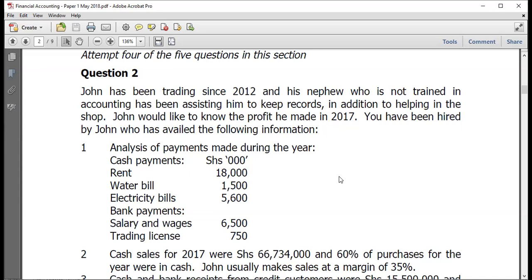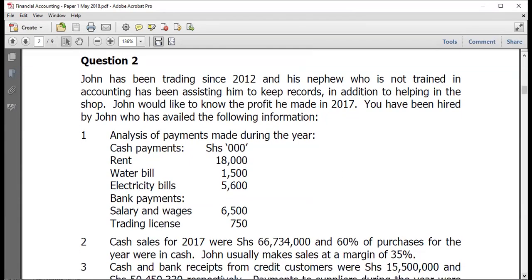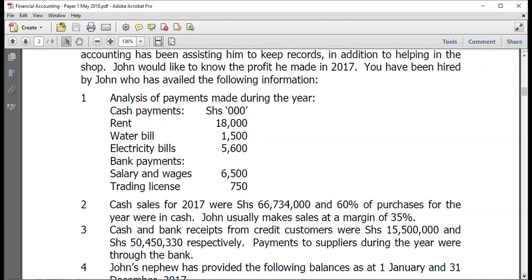One, he has given us an analysis of payments made during the year 2017. We have cash payments. Under cash payments, we have rent, water bills, and electricity bills. Then we have bank payments, and under bank payments, we have salary and wages, and trading license, okay? Down, we have cash sales for 2017, which were 66,734,000. And they are telling us that 60% of the purchases were in cash, okay?